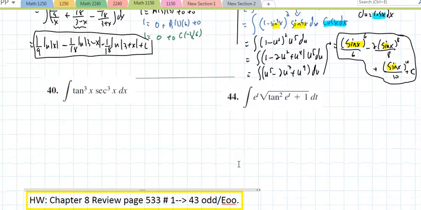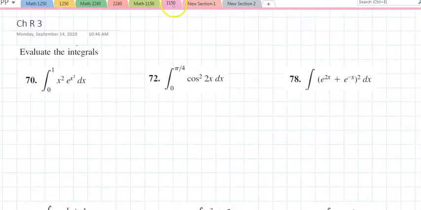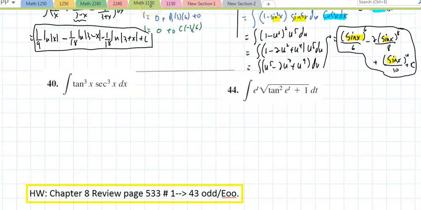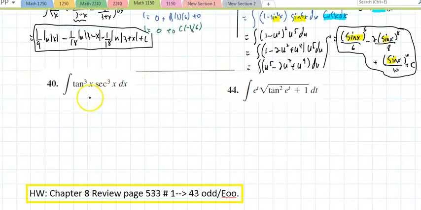And a couple of more problems to go. Here I have secant tangent. We do have this formula for secant tangent. Let me see where it is. Formula sheet right there. So this is provided in the test. It says if tangent is odd, save a secant tangent. So we're going to save a secant tangent out of this. That's going to be your du.